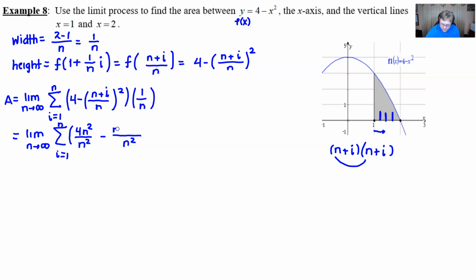n times n, of course, is n squared. The middle term is i times n, but take a look. You got 2 of them, don't you? So 2in. And then the last term is i times i, which is, of course, i squared. And let's extend that fraction. So 4 minus (n plus i) squared over n squared is going to be all of this information that I have here now. And then I would multiply that by 1 over n for the width.